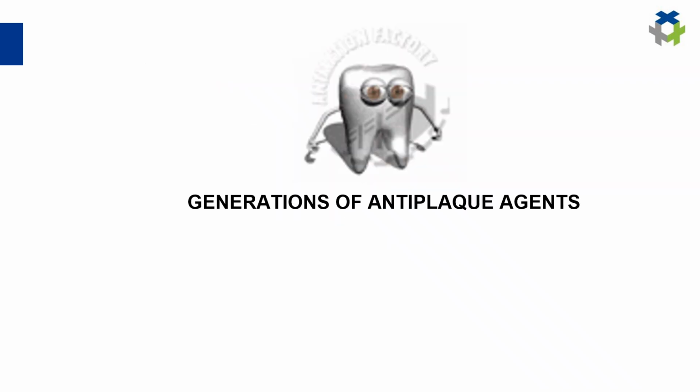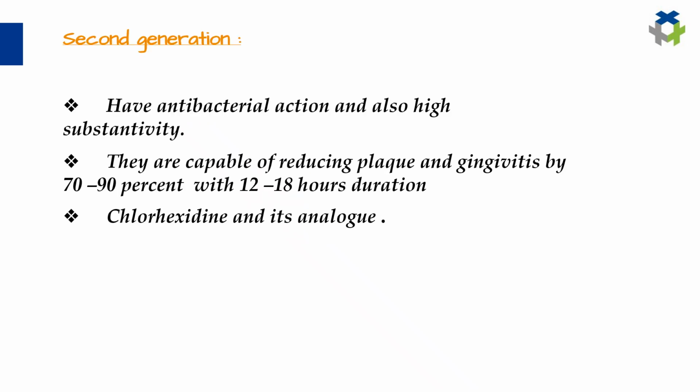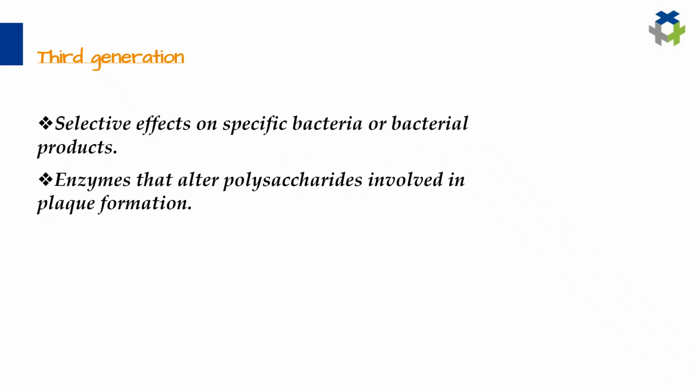Coming on to the generations of anti-plaque agents, the first generation agents reduce plaque by 20 to 50% but have no substantivity and need frequent use. The second generation agents like chlorhexidine have antibacterial action and high substantivity, so they work up to 18 hours. Third generation agents selectively target specific bacteria or their products, like enzymes that alter the polysaccharides involved in plaque formation.